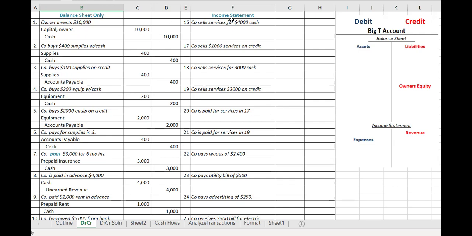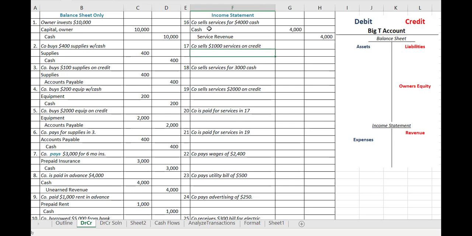So now for the income statement, we're going to have revenue and expenses. That's what all of these transactions involve. Well, they'll involve one account from here, one account from the income statement, and one from the balance sheet. There are no entries that are just only on the income statement. So they sell services for cash. So cash is coming in for $4,000. And then we're going to have service revenue for $4,000.